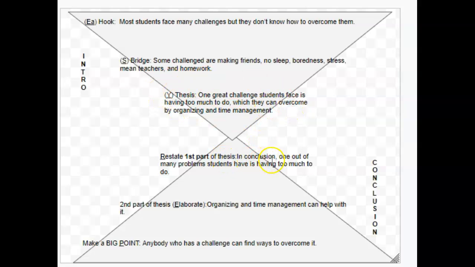In conclusion, one out of many problems students have is having too much to do. First part of thesis, organizing and time management can help with that. Second part of thesis, anyone who has a challenge can find ways to overcome it. Pretty good.